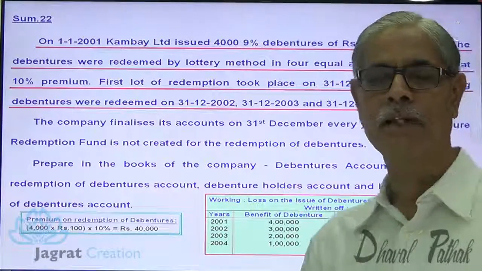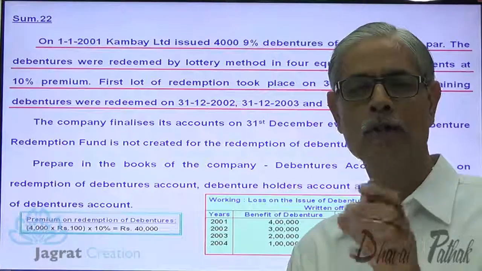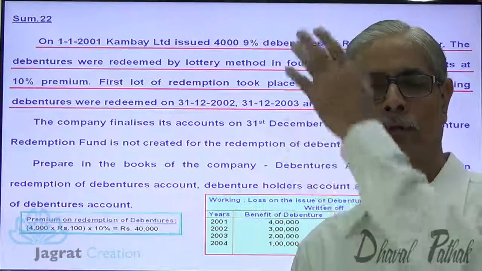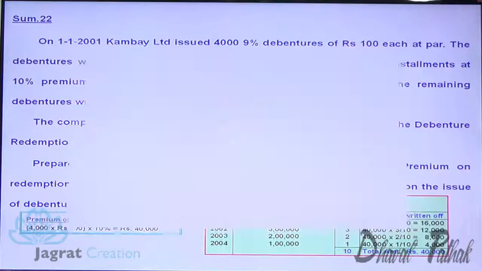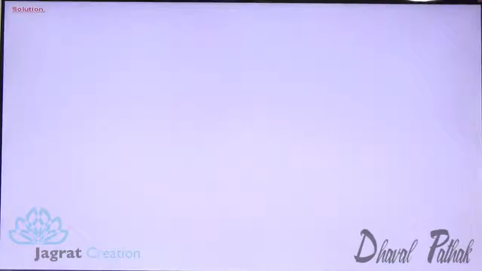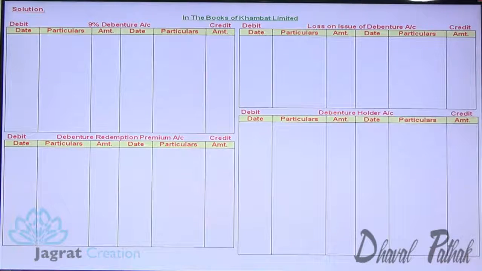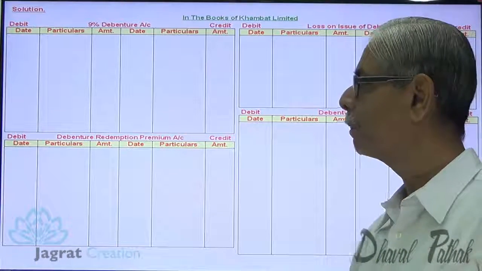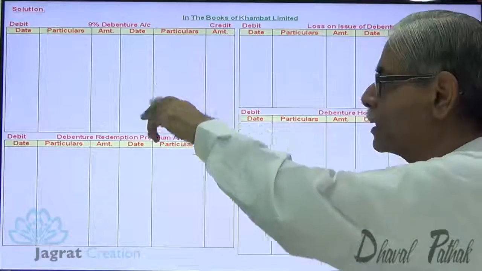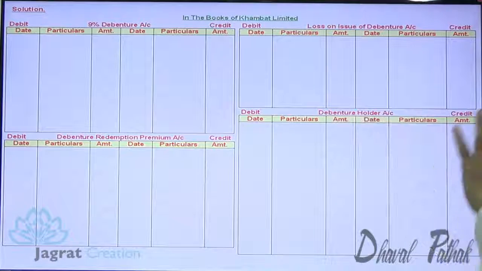After preparing this working note, let me start with the preparation of ledger accounts, and also I am going to write down the journal entries for all the 4 years. Just observe. How many accounts am I supposed to prepare? The company is Khambhat Limited, so here I have written Khambhat Limited. Now these are the ledger accounts: 9% debentures, debenture redemption premium, loss on issue of debentures, debenture holders account.